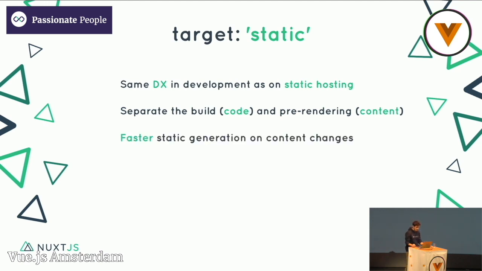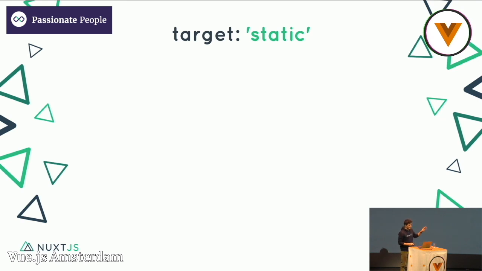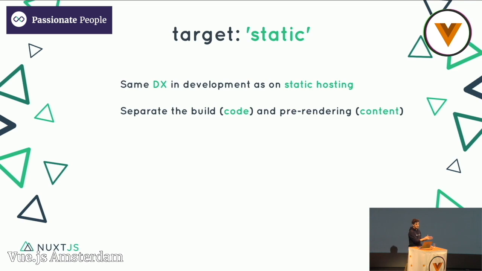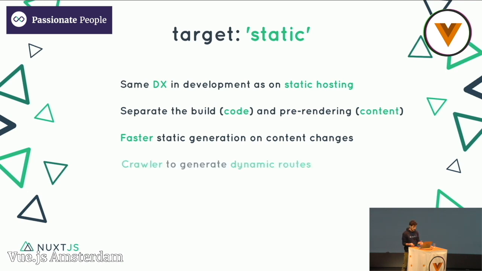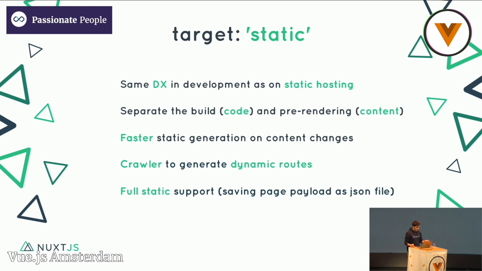By separating the build and the pre-rendering, which is for the content, we have faster static generation on content change. This means that if you change your content on your CMS, you can have a hook that only calls nuxt export, because you don't have to go through Webpack anymore. You can save 20 seconds to 1 minute if it's a big application, because we just generate the HTML. It will depend on your API response, actually. We also built a crawler to generate your dynamic routes, so you don't have to specify generate.routes anymore. And we have full static support.